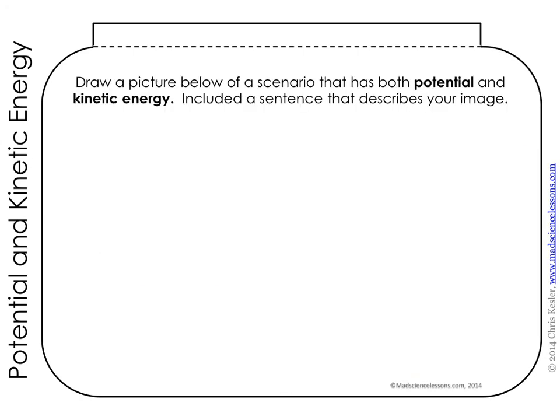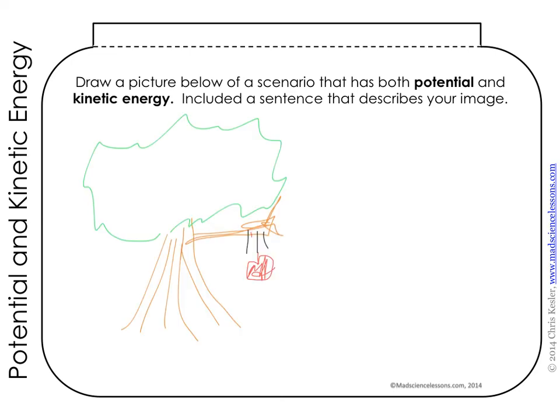Okay, on this page, all I want you to do is draw a picture of a scenario that shows both potential and kinetic energy and label it appropriately. So if I wanted to do something really quick, let me see if I can draw something out real quick. There we go. So this is my picture of an apple falling from a tree.